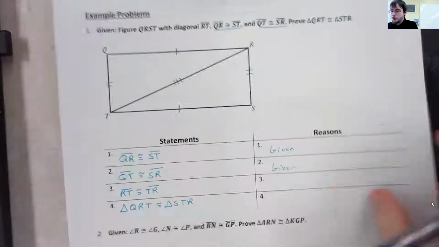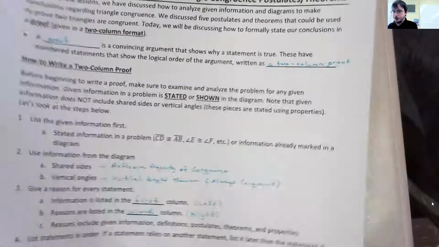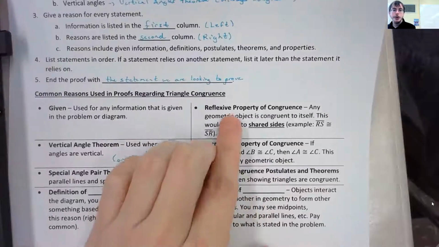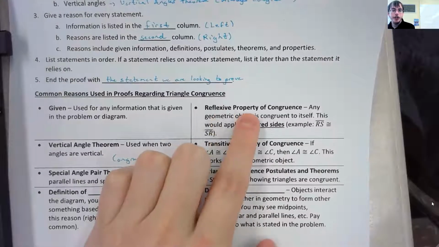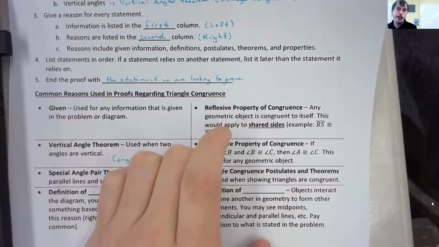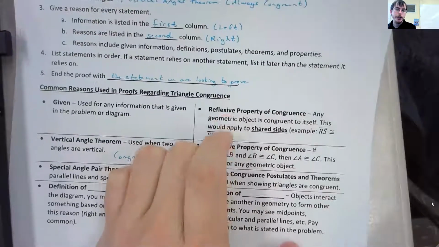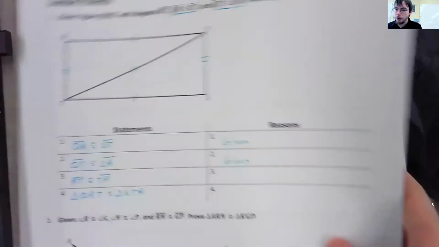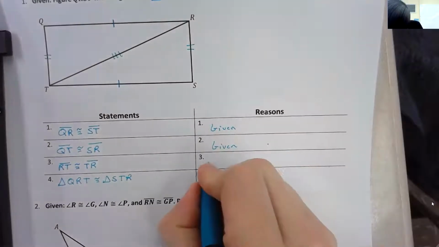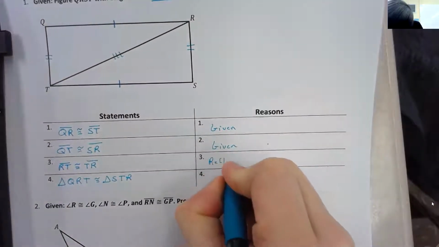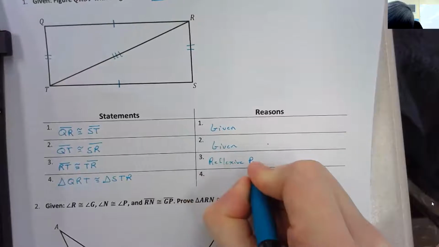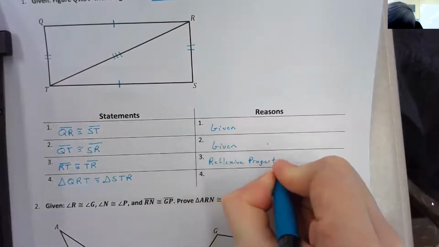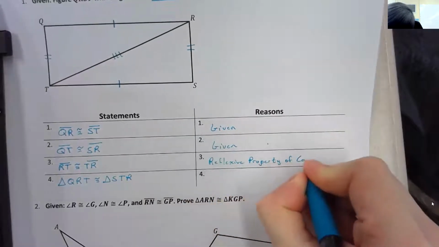Now, if you remember, we'll flip back real quick. This would be the reflexive property because you are basically looking in a mirror. Any geometric object is congruent to itself, okay? So that would be our reason here that we would write. We would write reflexive property of congruence.